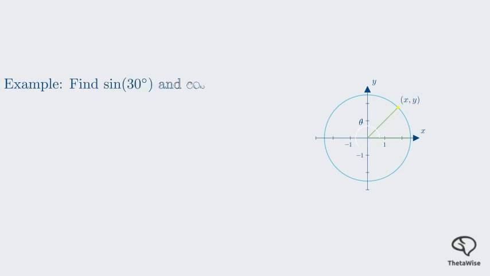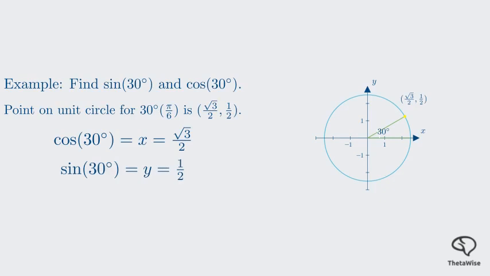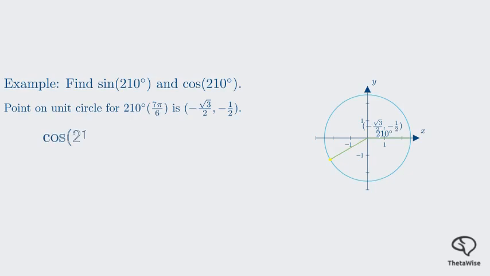Let's find the values for a common angle, 30 degrees, or pi over 6 radians. The point on the unit circle for this angle is (square root of 3 over 2, 1/2). Therefore, cosine of 30 degrees is the x-coordinate, square root of 3 over 2, and sine of 30 degrees is the y-coordinate, 1/2.